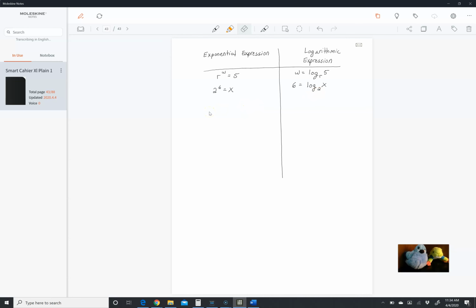Let's say that we have 7 is equal to log base b of 3.